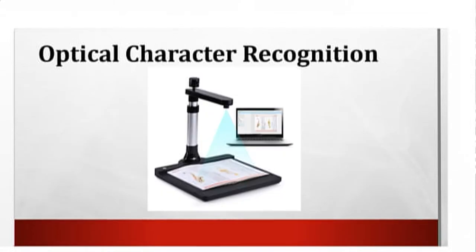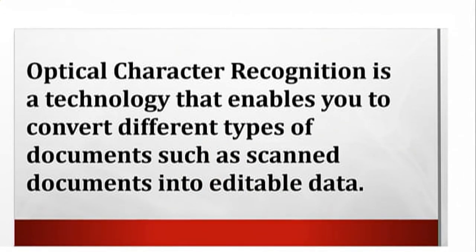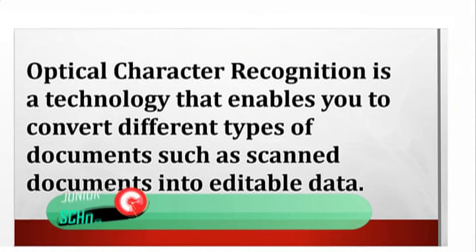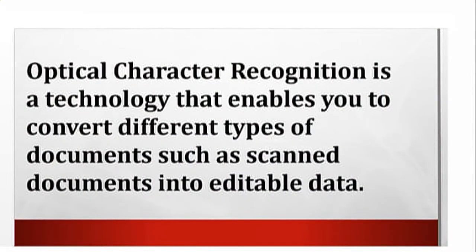That's OMR. Then we have the optical character recognition, OCR, which looks like the image we are seeing there. It is a technology that enables you to convert different types of documents into an editable form. If you have a Word document you have printed, the OCR can scan it so that it will be editable again. Editable means you can add text to it or remove text from it.